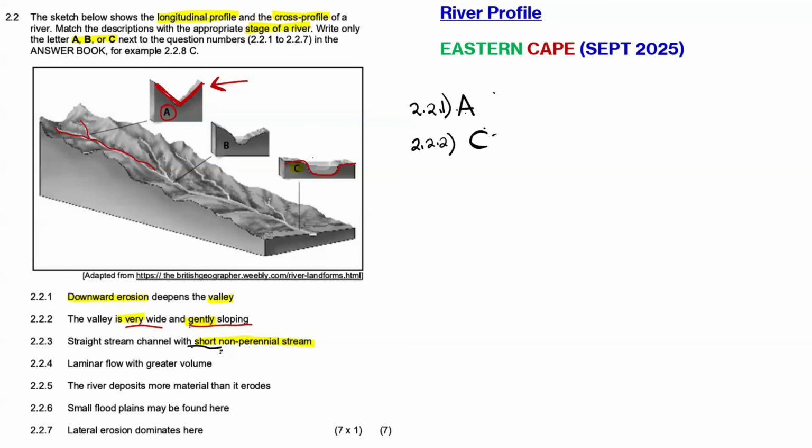Guys, when we say non-perennial, you know what a perennial river is, right? What are perennial rivers? Basically, they are permanent rivers. Exactly, they are permanent rivers, right? But now when we are saying non-perennial streams, it means that it is not permanent. The stream is not permanent. And it is short. It is a straight stream channel with short non-perennial rivers.